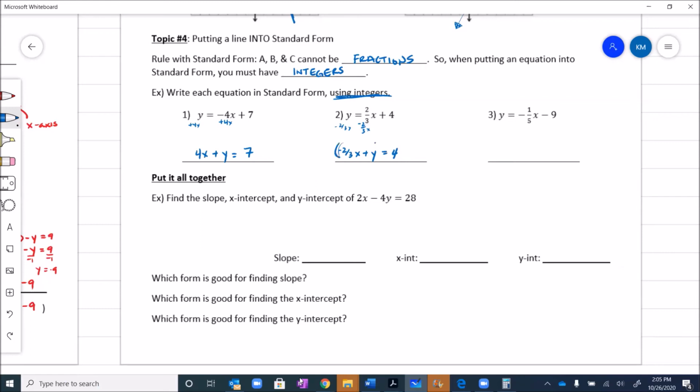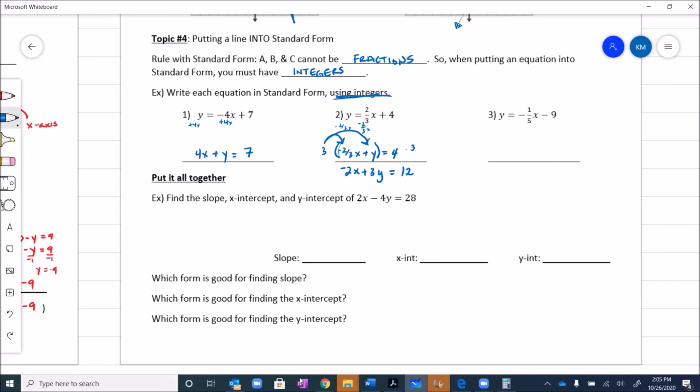And so what we'll do is we'll multiply both sides of this equation, okay, to keep it balanced by that denominator. And what that does is we distribute here, we'll get negative 2x plus 3y equals 12. And now it's in standard form using integers.